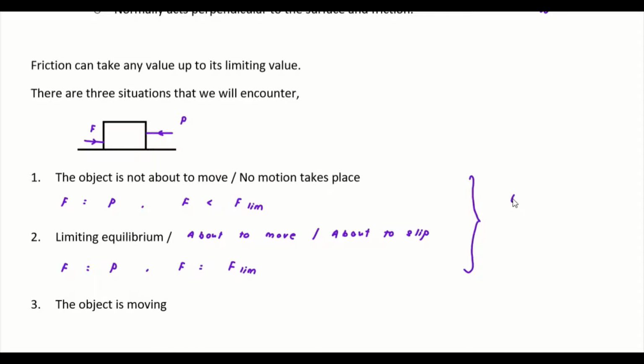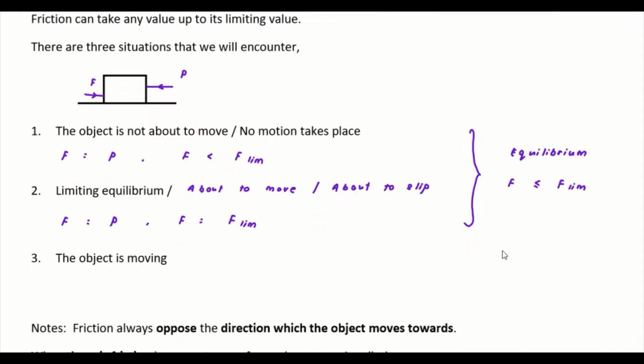So if they are at rest, which means this is equilibrium. So you must remember that when we say the object is in equilibrium, it actually means that F is less than or equal to F limit, because we don't know whether it's not about to move or it's about to move. So that's why these two are under the idea of being in equilibrium.